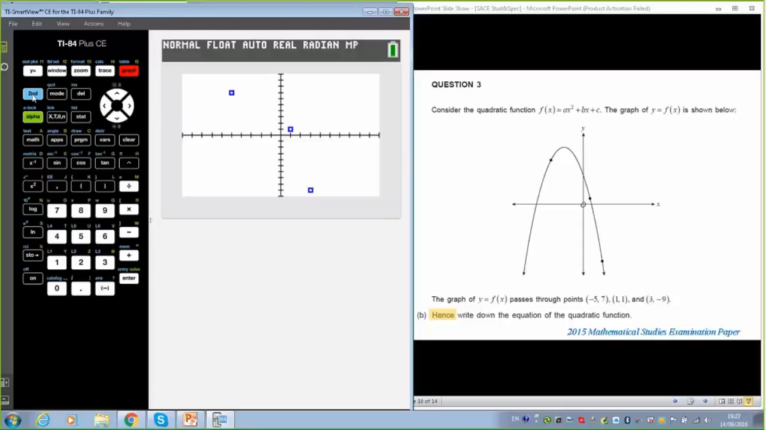Now, again, a nice little thing to talk to the students about. Do we need 3 points to draw a quadratic? Can we just get away with 2? Do we need more than 3? Well, let's see how we go with this.